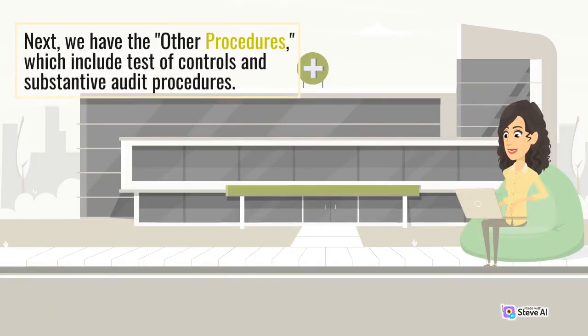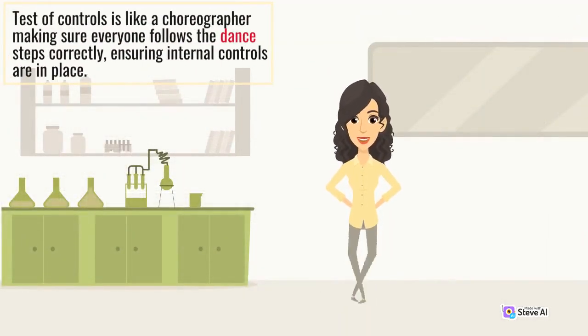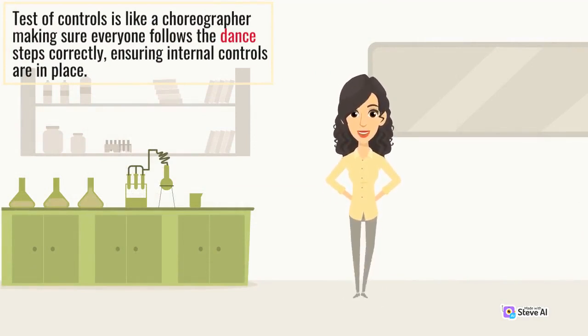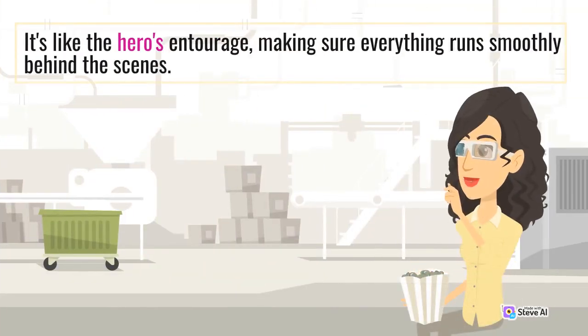Next, we have the other procedures, which include test of controls and substantive audit procedures. Test of controls is like a choreographer making sure everyone follows the dance steps correctly, ensuring internal controls are in place. It's like the hero's entourage, making sure everything runs smoothly behind the scenes.